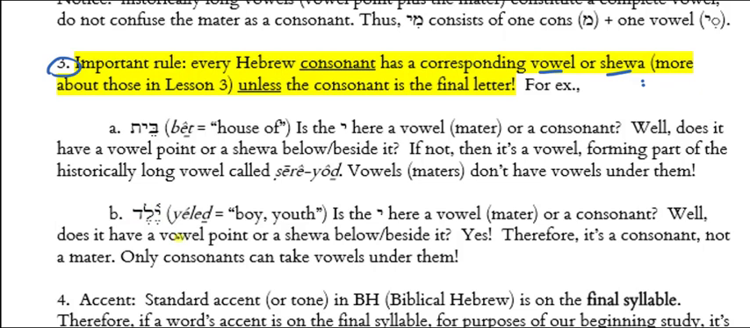The answer is yes, it has a segol. And since it has a vowel under it, then it must be a consonant, since only consonants can take vowel points. Vowels do not take vowel points under them. All right? So, this is a genuine consonant yod. This yod in Beit is not a consonant. It is actually a vowel marking yod.